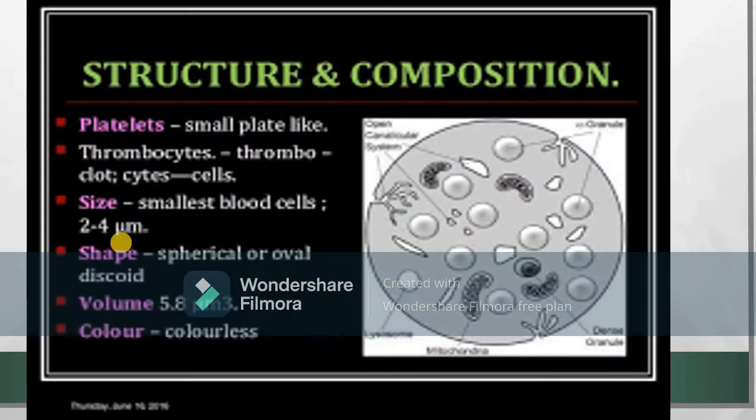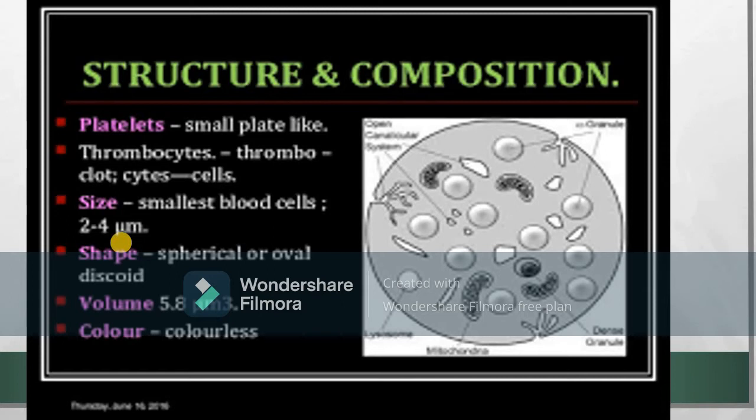The next thing is about the platelets, which are also called thrombocytes. They are not cells, but are actually fragments of large cells present in the bone marrow. Thrombo means clot, and cyte means cell. These are just 2 to 4 micrometers in size, and have a spherical or oval discoid shape. Their volume is 5.8 cubic micrometers, and they have no color. The average lifespan of a platelet is 7 to 8 days, and it helps in blood clotting.